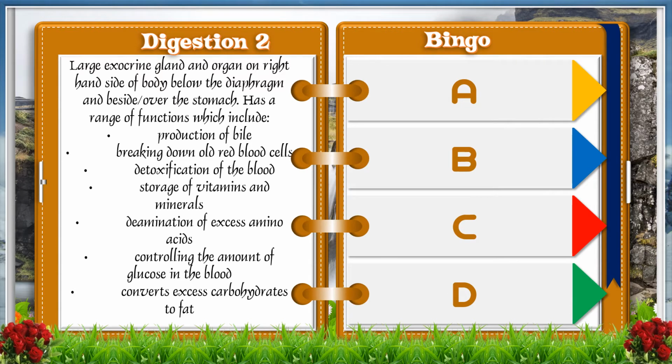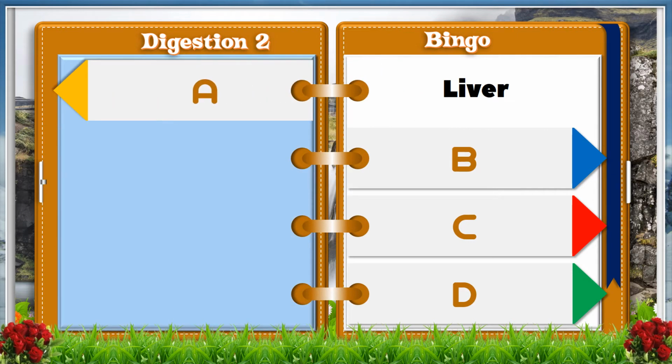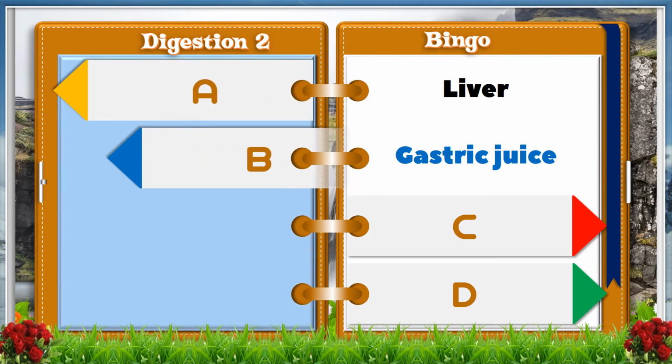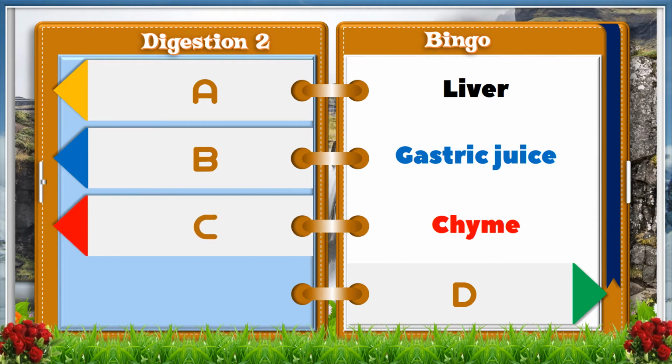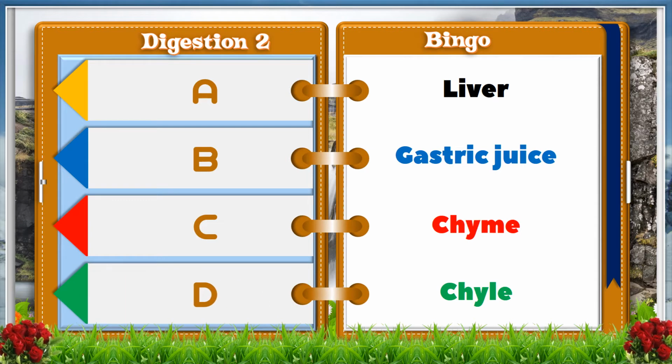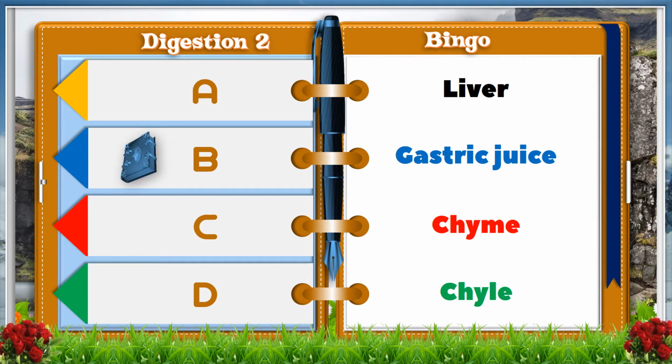A. Liver. B. Gastric juice. C. Chyme. D. Chyle. And the answer is B. Gastric juice.